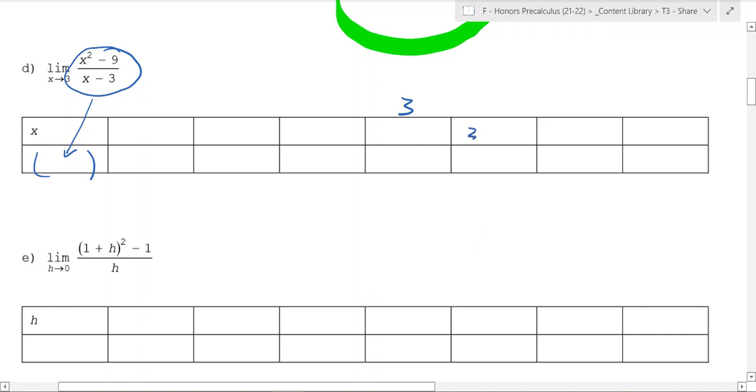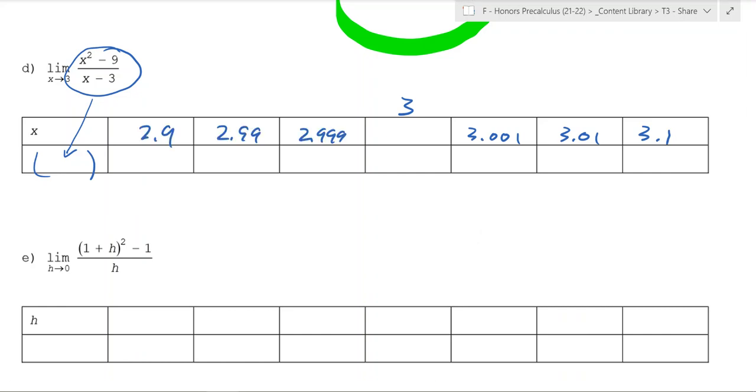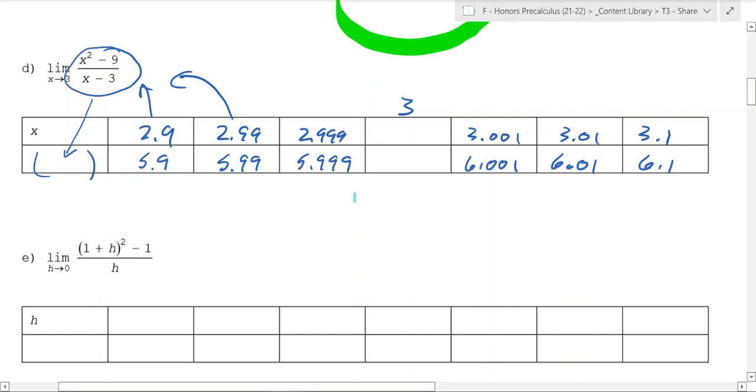Again, the numbers to the right are 3.001, 3.01, and 3.1, and then to the left, you get those. When you plug those values into your calculator, what do you get out? You get these values. And what does this look like? What really looks like these are getting close to 6. They're getting close to 6.